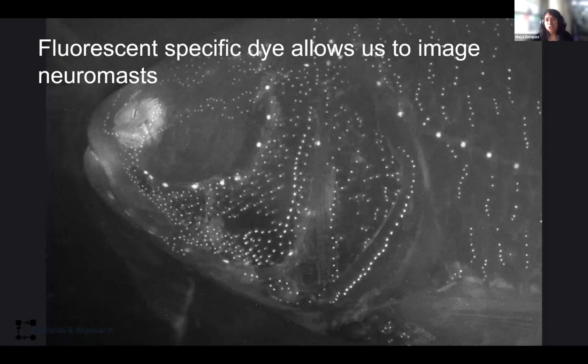And then, in order to quantify the number of neuromasts, we used a fluorescent-specific dye to image these. As you can see, it's gorgeous. I think it looks like a constellation. We focused on the craniofacial area just because it is highly associated with different cave-like behaviors.